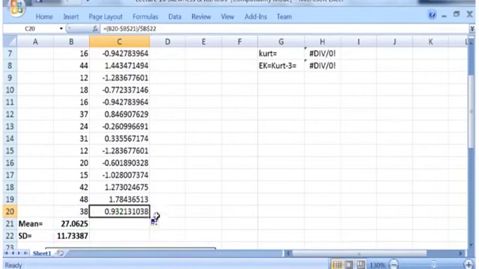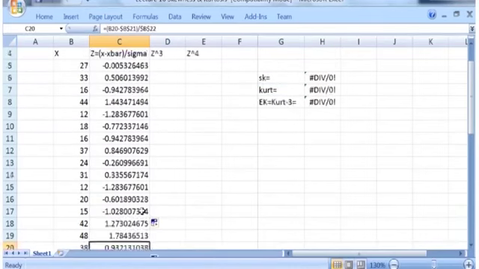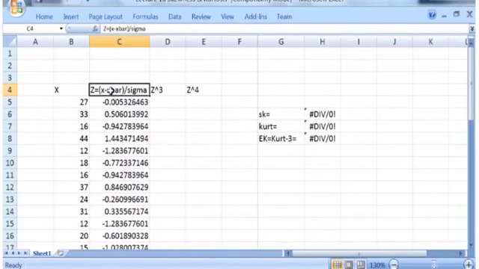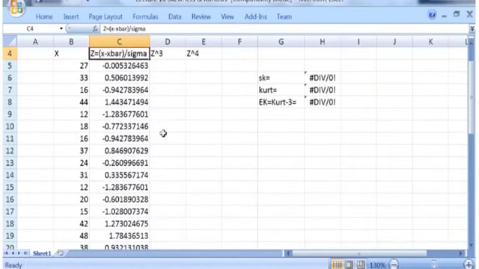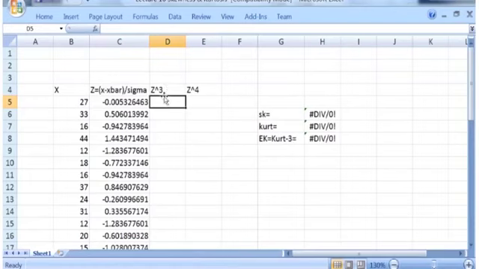Once you have the standard deviation, using this formula we have the standardized variable z. Now take its cube, then take the sum divided by n, and you will get the skewness. In order to take the cube, z cube, it is the cube of this entry, C5 raised to power 3. So copy it down throughout.